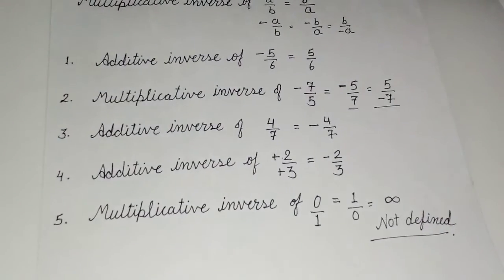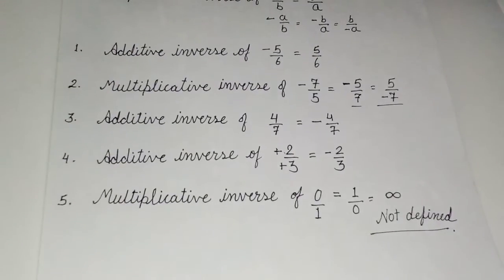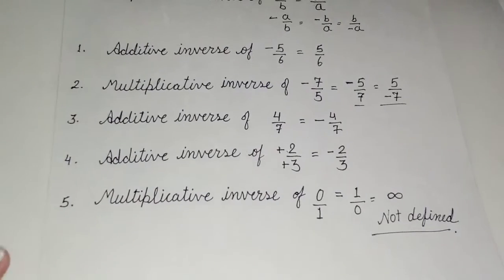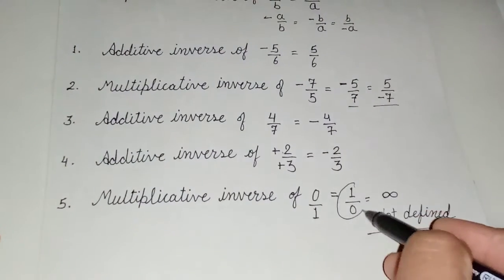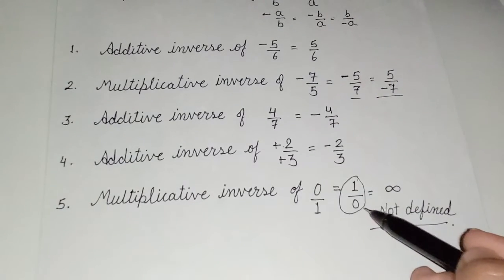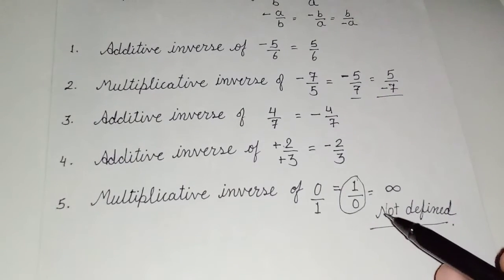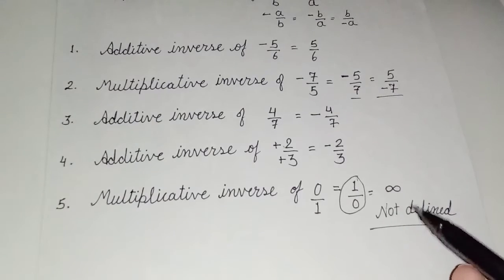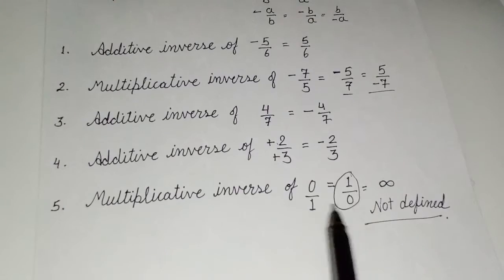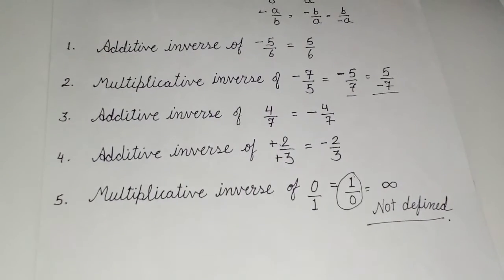Okay, so if it is asked to you in any test or exam, like write the multiplicative inverse of 0, you don't write it as 1 upon 0. The answer will be not defined. You don't have to represent it. Just to explain to you, I have written this. 0 can never be denominator in any fraction. Okay, it is not defined because division by 0 is not defined. So multiplicative inverse of 0 will be not defined.